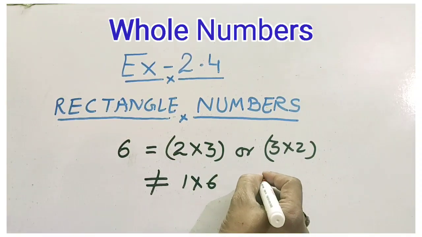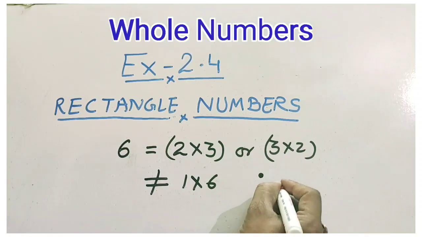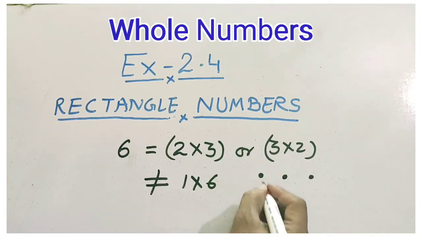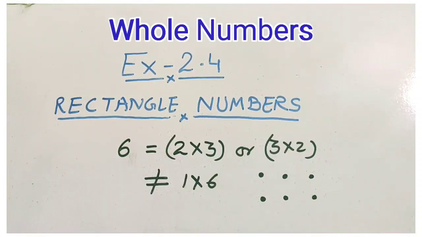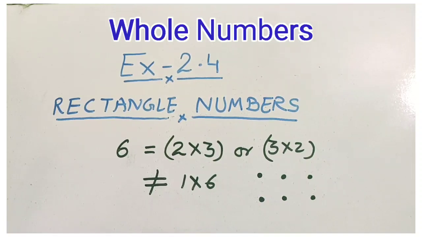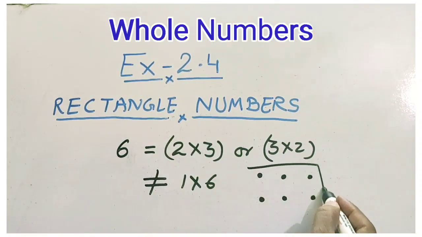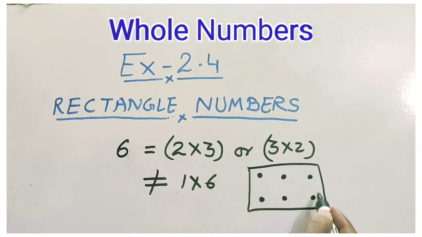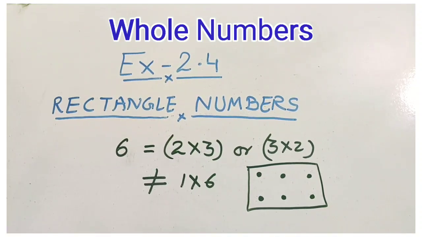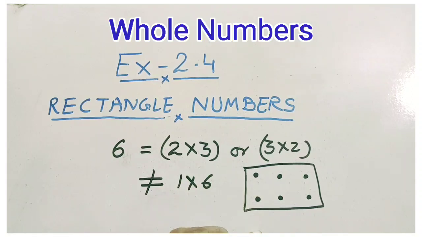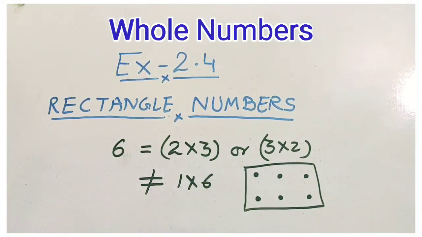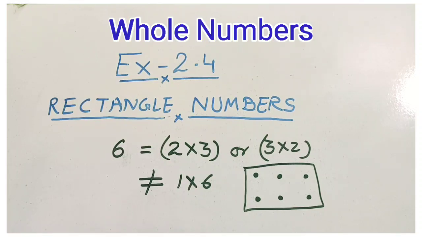Now, 2 multiplied by 3 means 2, then 3, 2, then 3 again. Now you can count the dots. Yes, there are 6 dots. Or we can say a rectangle is building over here. You can see. Clear? Similarly, 3 by 2: 1, 2, 3, then 2. Got it? Okay. Let's take another example.